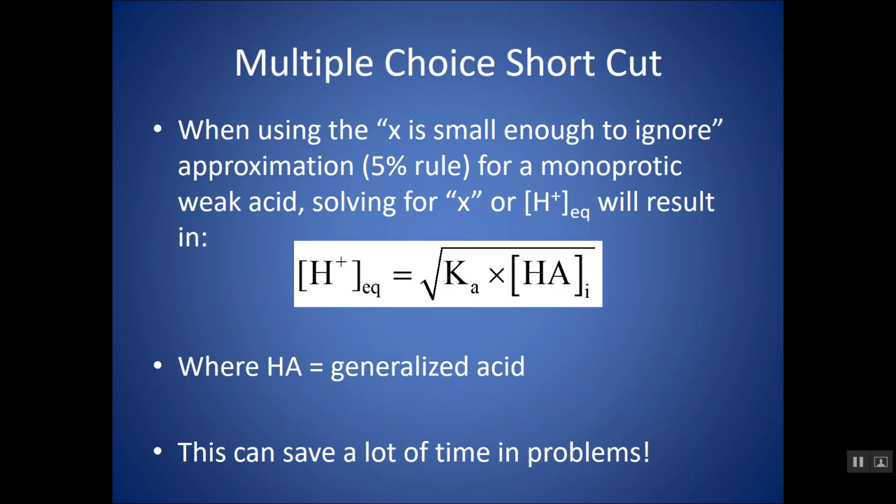Also, anytime you're using this assumption, you're going to get down to this kind of shortcut equation that you can use, which is really nice to use for multiple choice, even nice to use for free response. Your H plus concentration is going to be found by taking the square root of your Ka times your initial acid concentration. And we're going to look at why you can use this. This equation is not on your formula sheet, so if you're going to use it, it's something you'd have to know or memorize or understand.